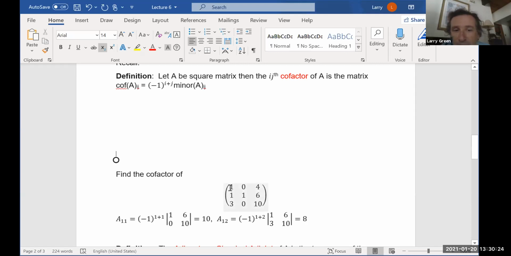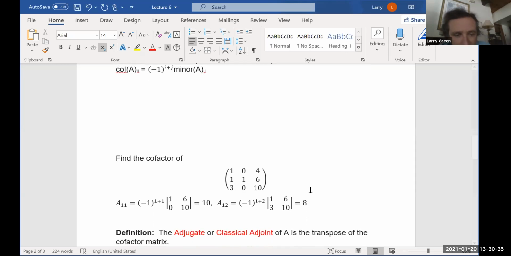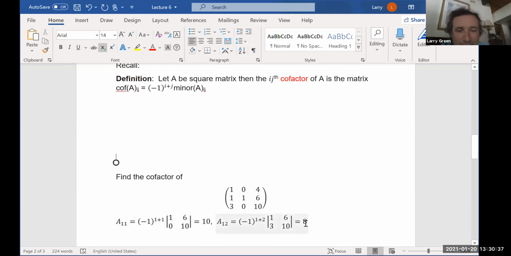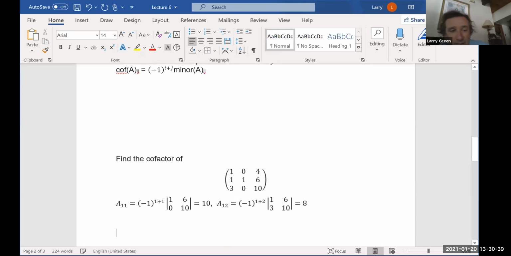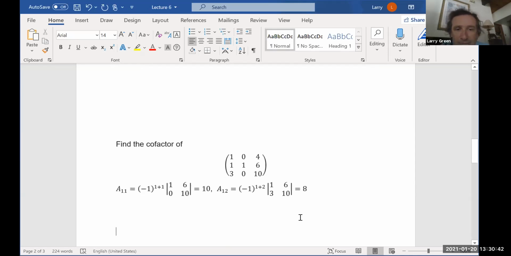Here's a matrix: 1, 0, 4, 1, 1, 6, 3, 0, 10. Okay, I just kind of made up a matrix. Then I'm going to do some. I'm going to let you do the rest of them, because I want to make sure you can do this, because this is important for today.